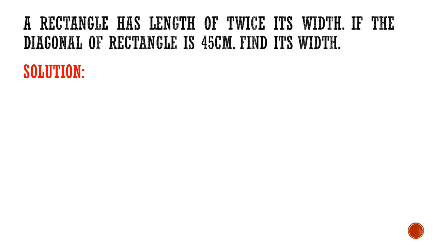For second example, a rectangle has length of twice its width. If the diagonal of the rectangle is 45 cm, find its width. So dito sinasabi na yung length daw ng ating rectangle is twice its width or dalawang beses ng width yung ating length. At meron daw tayong diagonal na 45 cm. So pinapanap sa atin yung width ng ating rectangle.